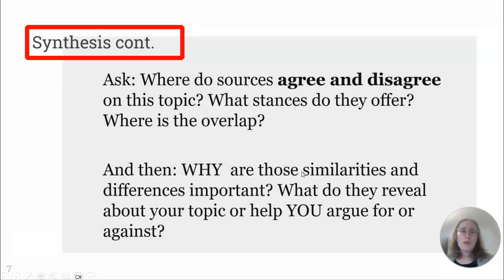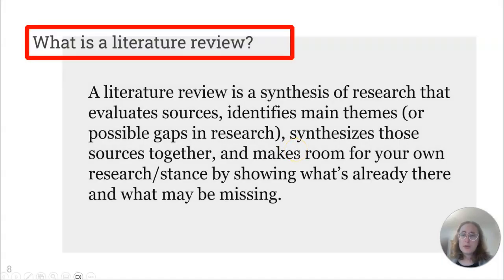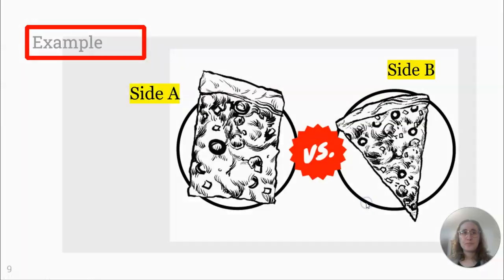So mainly I want you to ask, where do your sources agree and disagree with each other? What stances do they offer? Where's the overlap? But then it's really important to ask, why are those similarities and differences there? So why do they exist? That's what's important here. And with a literature review, you're going to hear me use that language for synthesis. It is a synthesis. So when you're doing a lit review, you're comparing this overlap from different sources. What's already there, what might be missing, and so on. So the first portion of the paper we're writing is actually a literature review.